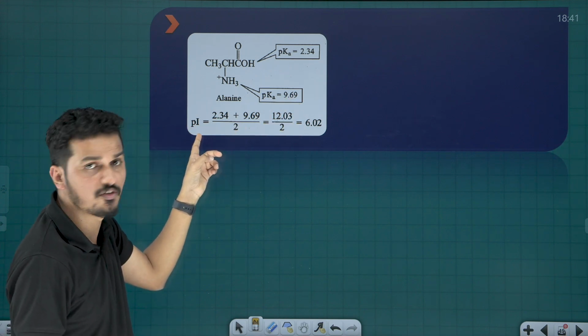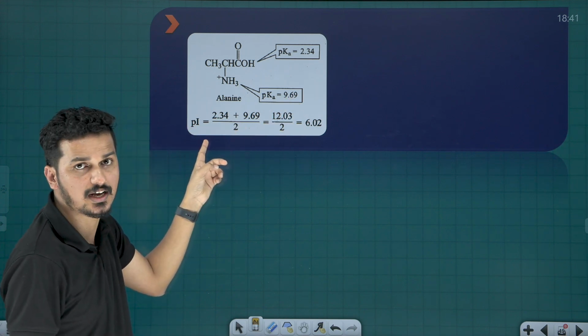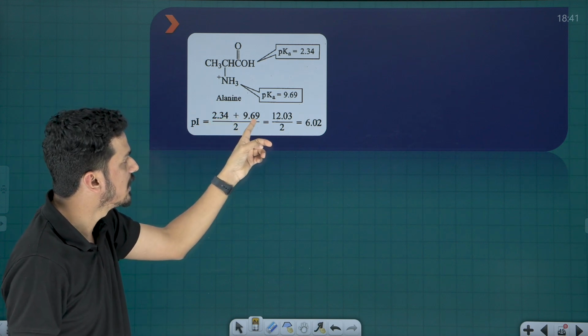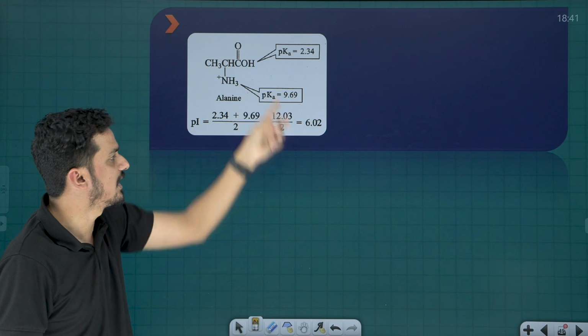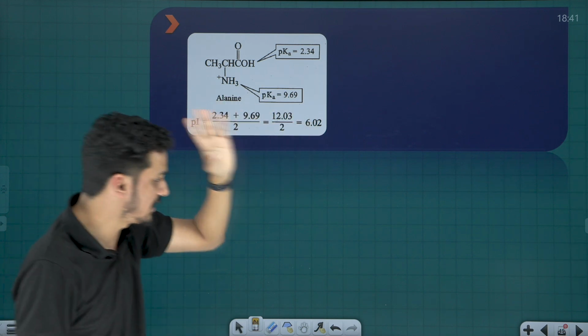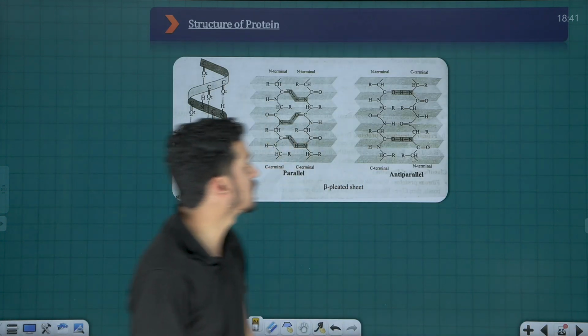Then its potential of that isoelectric point, you can calculate it like this: 2.34 plus this value, this pKa plus this pKa, you can take the average, and that will be the isoelectric point. That idea, how to keep it in mind. Related questions will be there.